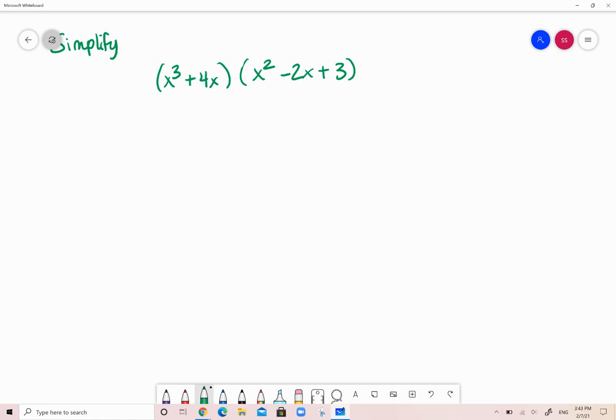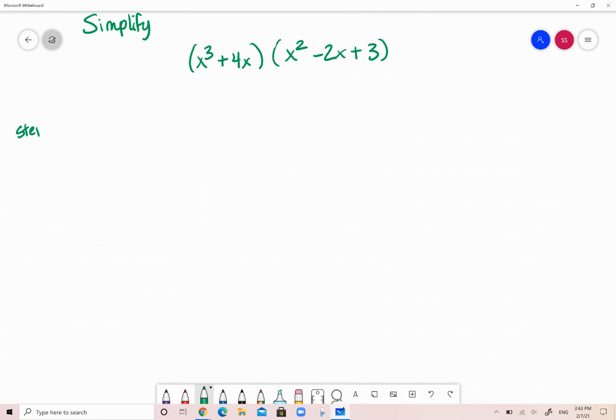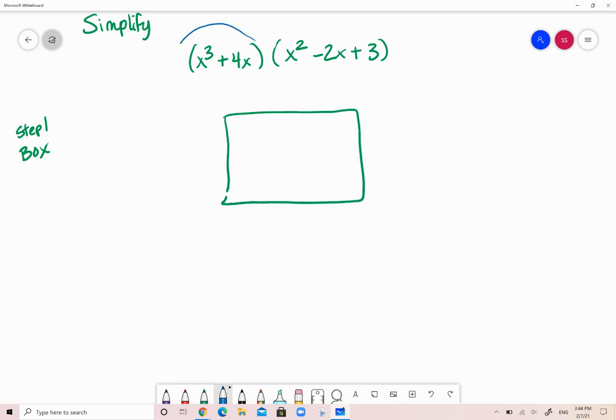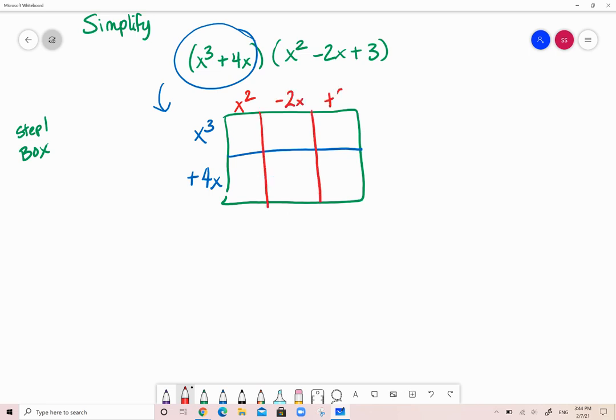And what I do, because FOIL is difficult when there's a 3-term. If it was 2-term, it would have been easy, but we could set up the box. Remember step 1, box. So you would set up the box. And I would always put these terms over here, so each term has its own row. So x cubed and then plus 4x gets its own row. And then the top also has its own row. So it's x squared minus 2x plus 3. So that's how you would set it up.